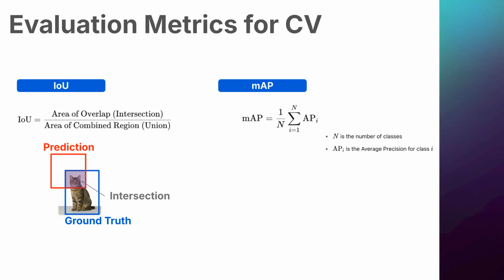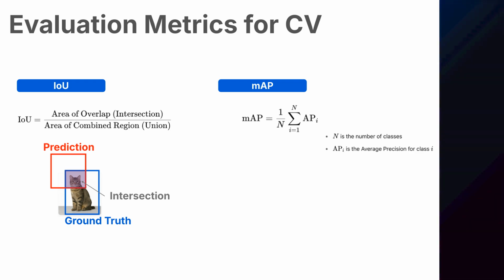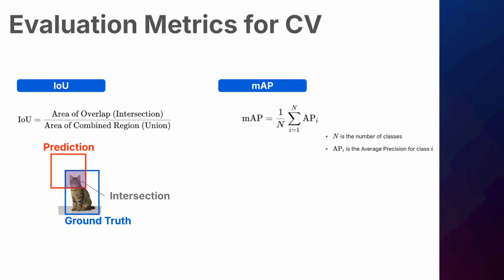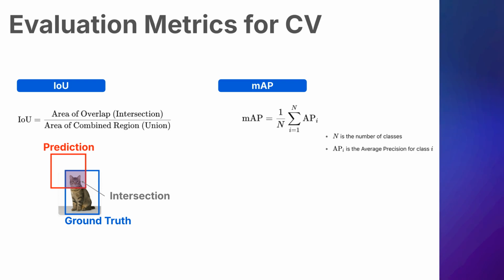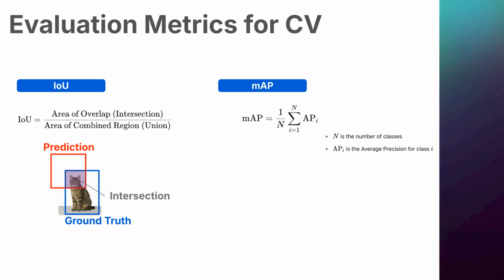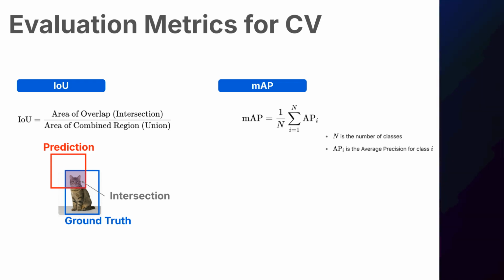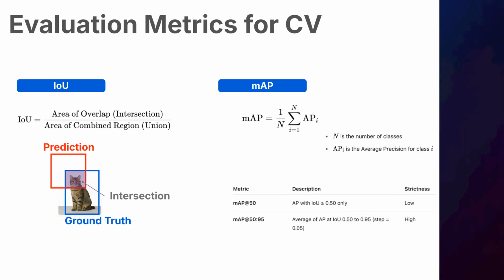Once we have the average precision for each class, we average them all together. This final score is called mean average precision. A higher mAP means the model is better at detecting objects correctly. Mainly, two different thresholds of mean average precision are used.